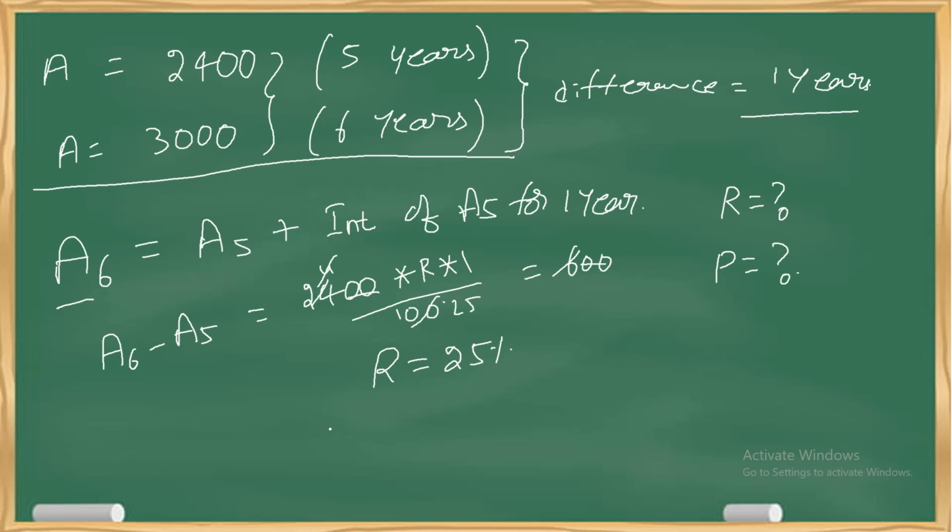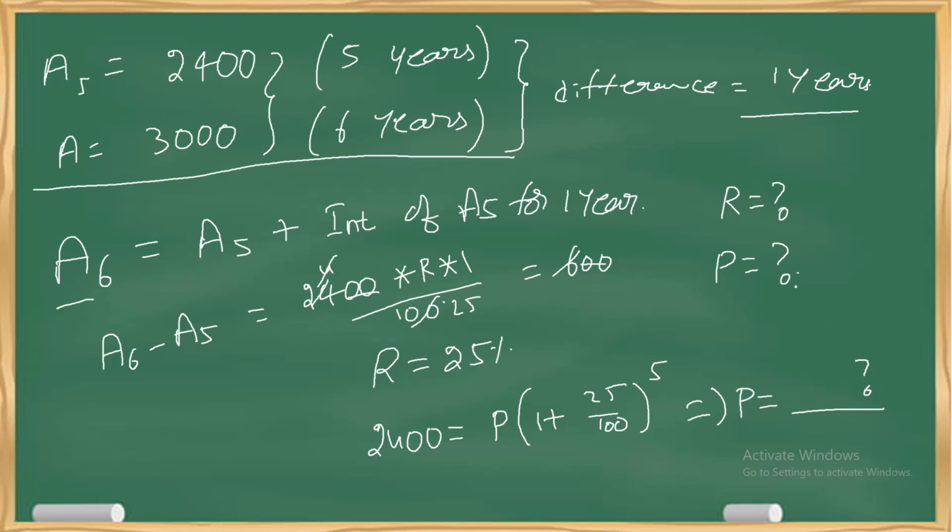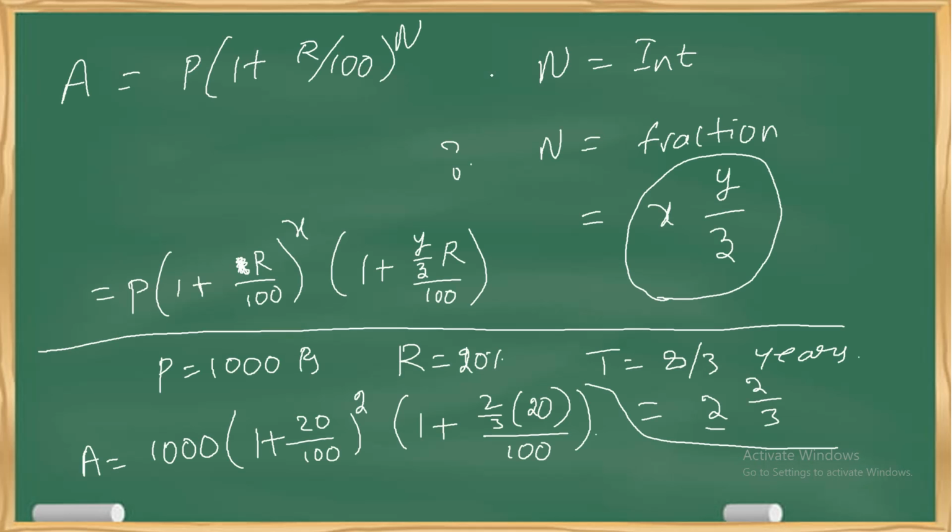Sir, how to calculate the principal amount? Already the amount you know, right? After 5 years the amount is this one. So 2400 is equal to P, which I don't know, into 1 plus 25 by 100 whole power, how many years? 5 years. So when you do this calculation, obviously you will get the value of P. Okay, this is the way you solve the questions. No, but the difference is not 1 year. I'll erase this slide here.